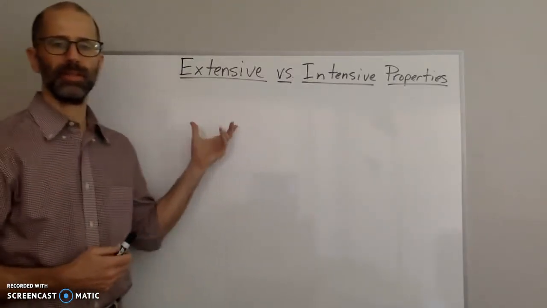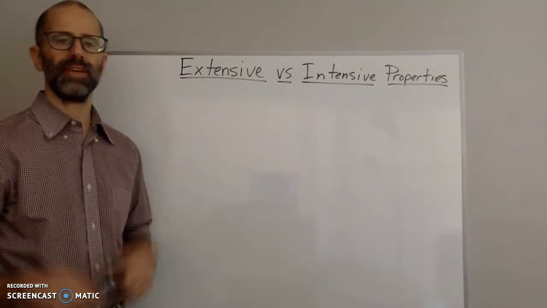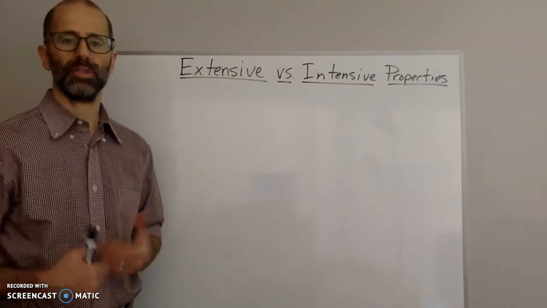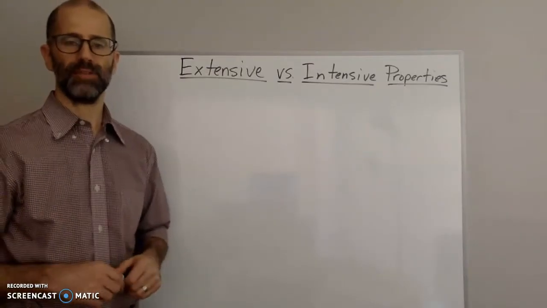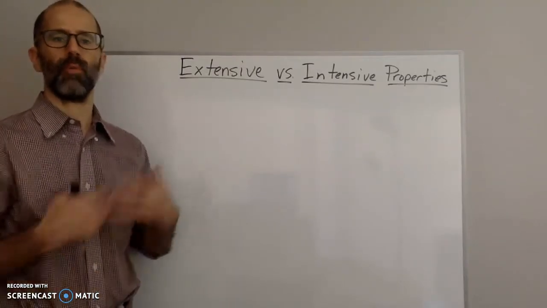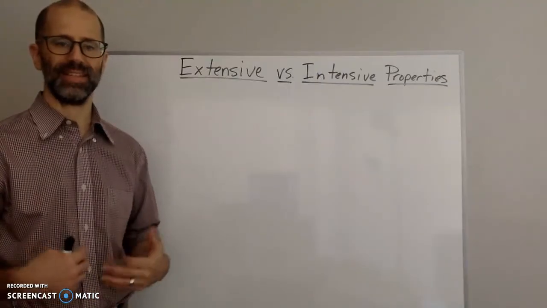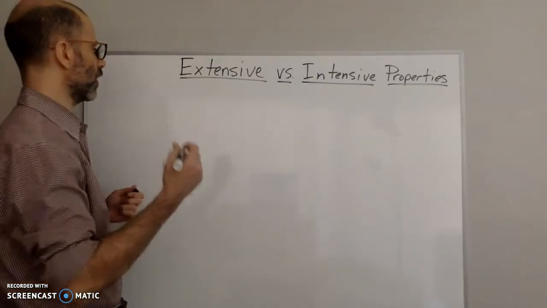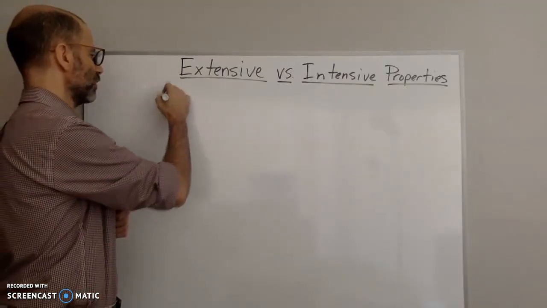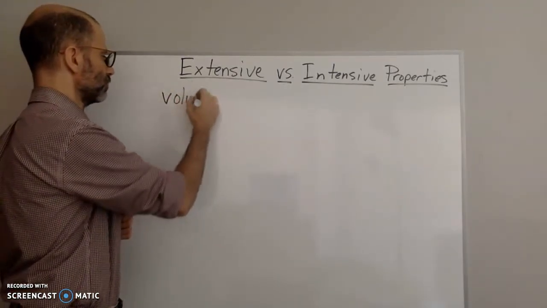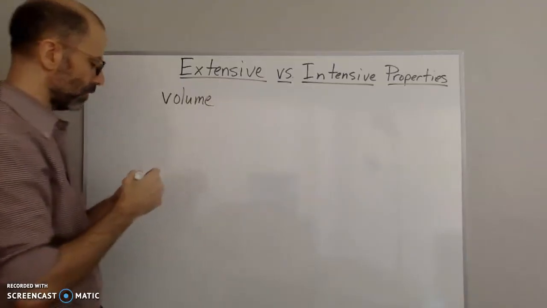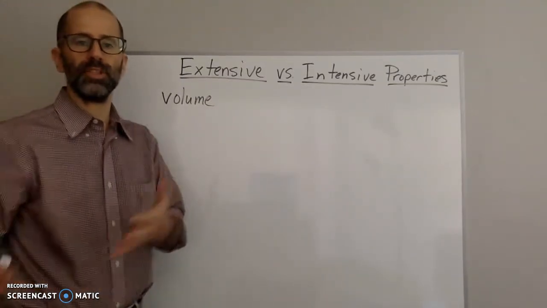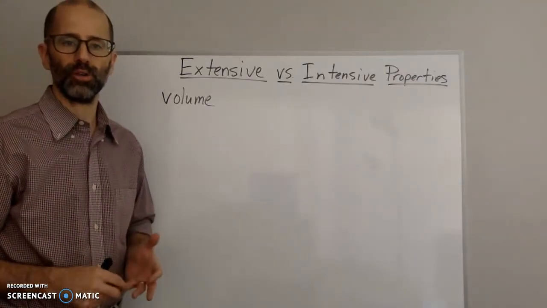Extensive properties are properties that depend on the amount of substance you have. So the more substance you have, the more of this property you have. The less of this substance, the less of this property you have. A couple examples is volume, right?